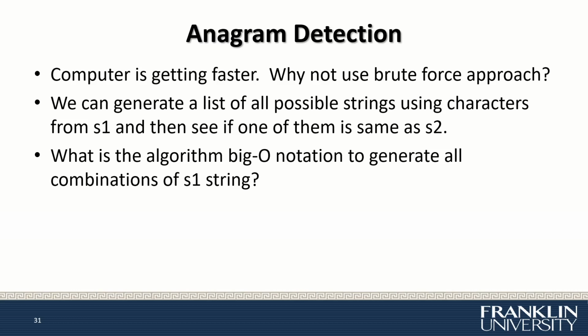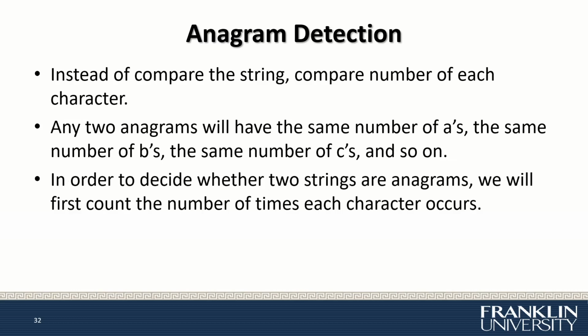So let's look at another approach, kind of similar to the second approach. If an anagram of one string is an anagram of the other, then they must have the same characters. But instead of comparing the strings, compare the number of occurrences of each character. For example, the anagram Earth.